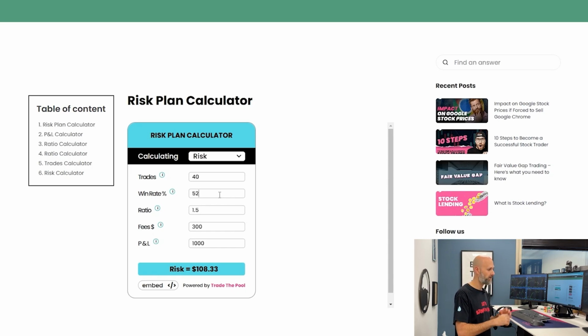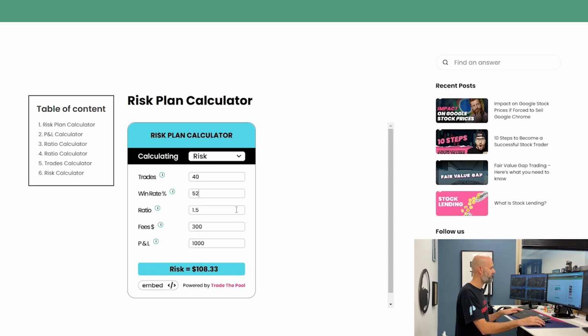The other option is sticking to the 52%, but then I need to increase my risk from 52 in the previous, as I saw, to 108, okay? So this calculator will guide you along the way of the month in order to stay within those right parameters to get the right outcome that you're looking for.